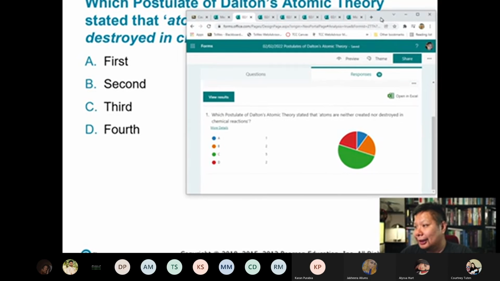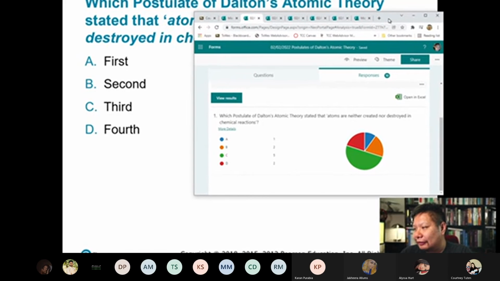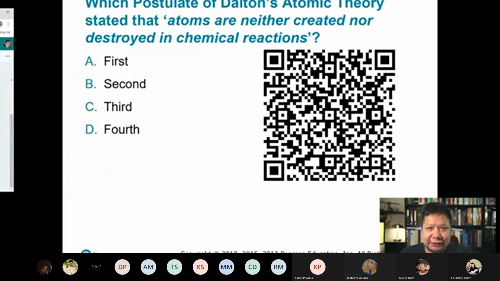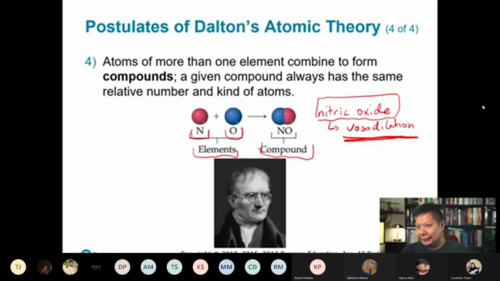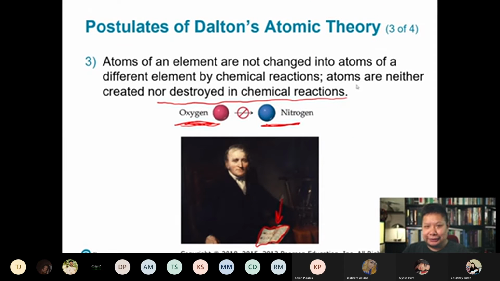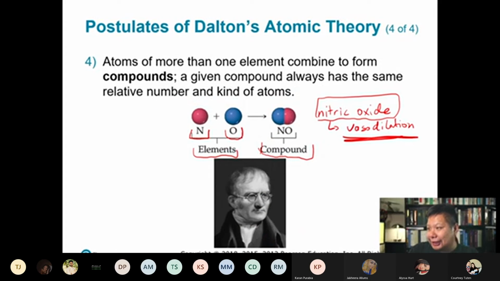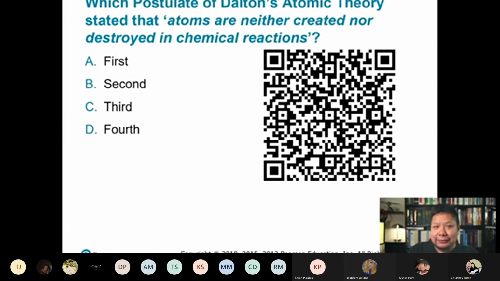So half of you answered C, which is the third postulate, right? Let's go back and see who's right. There it is. It's the third postulate. Good job, you 5. Okay, so let's keep on trucking along here.